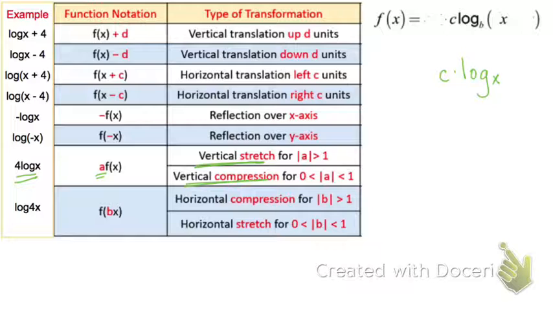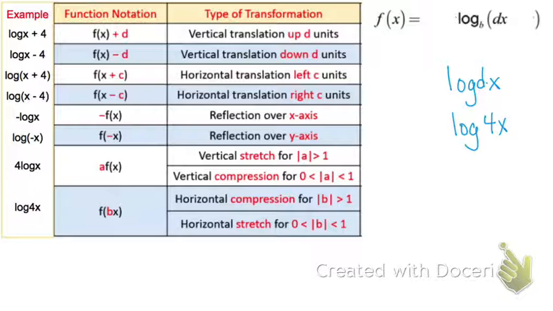Now let's look at the D. So this is showing you have a log of X, but you're multiplying X by some number, and they're using D here. So instead of D, you could have put a 4. So we're multiplying X by some number. That would be this one right here, which is horizontal compression or stretching.